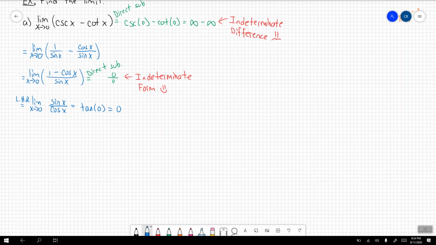So let's go on to part B. Let's look at part B here. For part B, we want to look at the limit as x is approaching 0 for the function of 1 minus 2x to the power of 1 divided by x. So again, try direct substitution first.